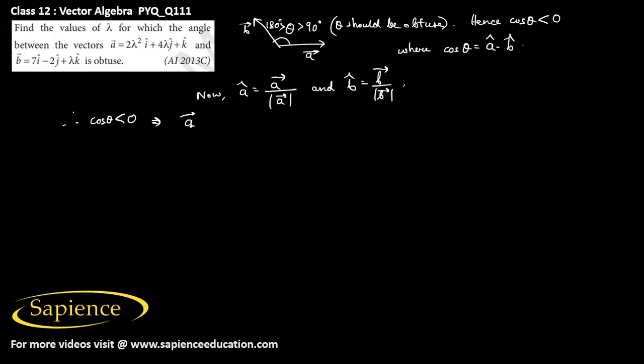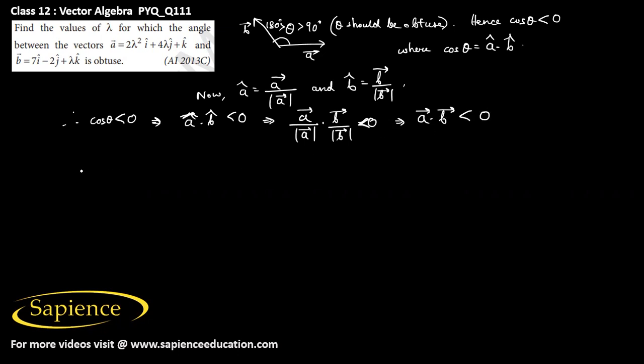So cos theta is less than 0, which implies that a cap dot b cap should be less than 0. That means a vector by magnitude of a vector dot b vector by magnitude of b vector should be less than 0. So it means that a vector dot b vector should be less than 0.